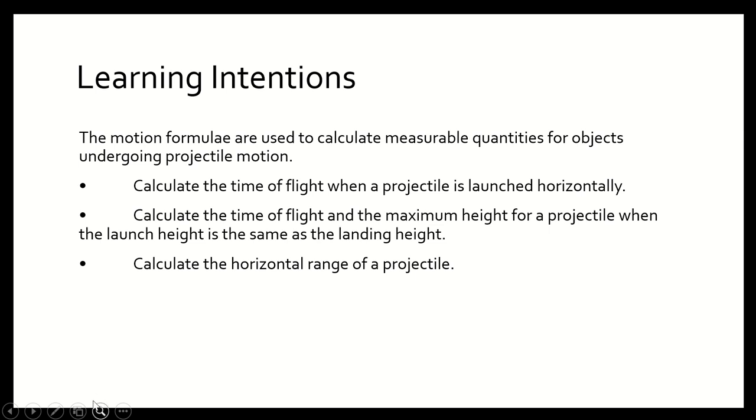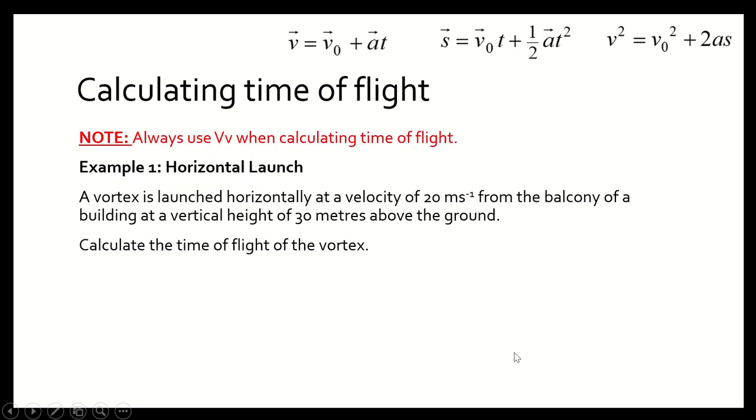So if it's on the ground, launched and lands back on the ground. So yeah, when the launch height is the same as the landing height. And then finally, you're going to be able to calculate the horizontal range. Range is basically just the total distance it's traveled horizontally. So, calculating time of flight.